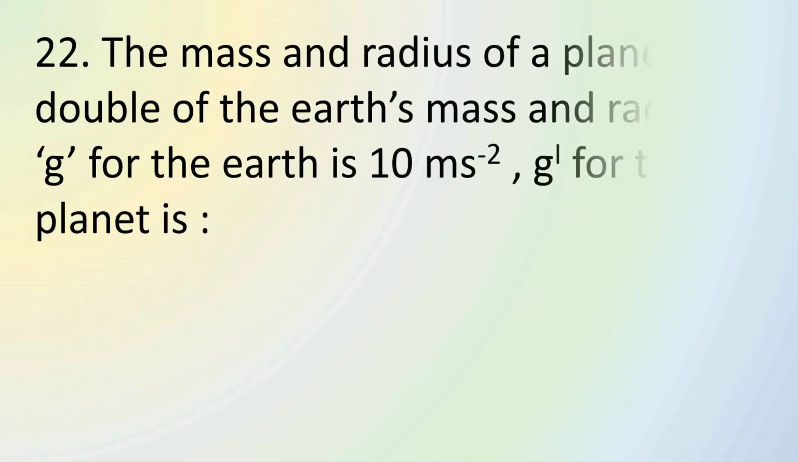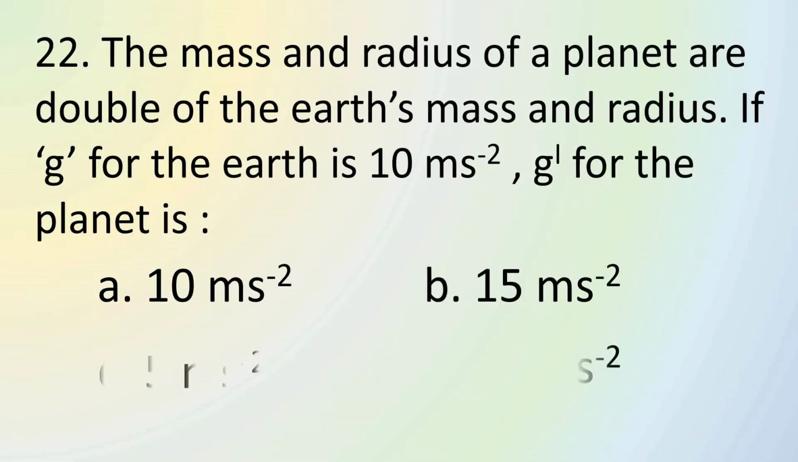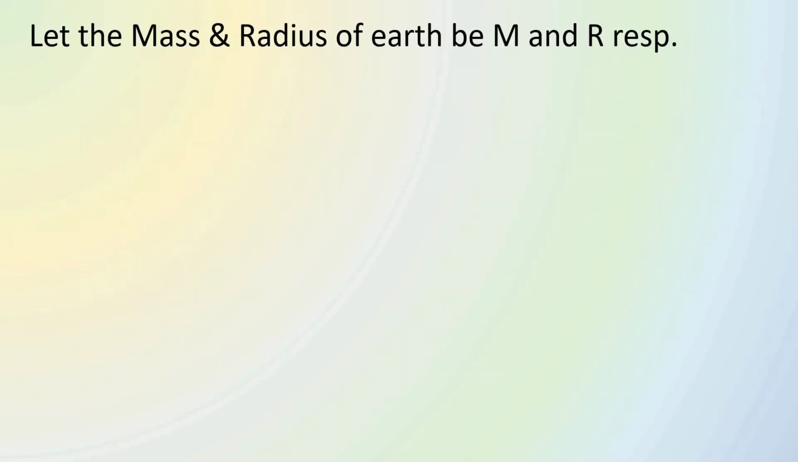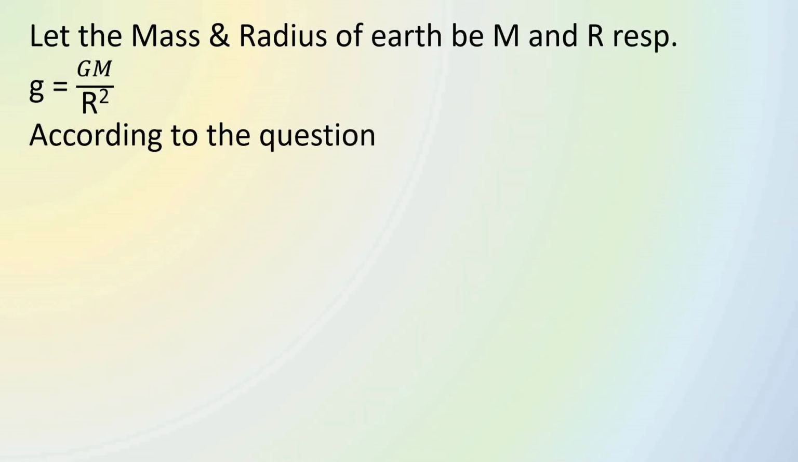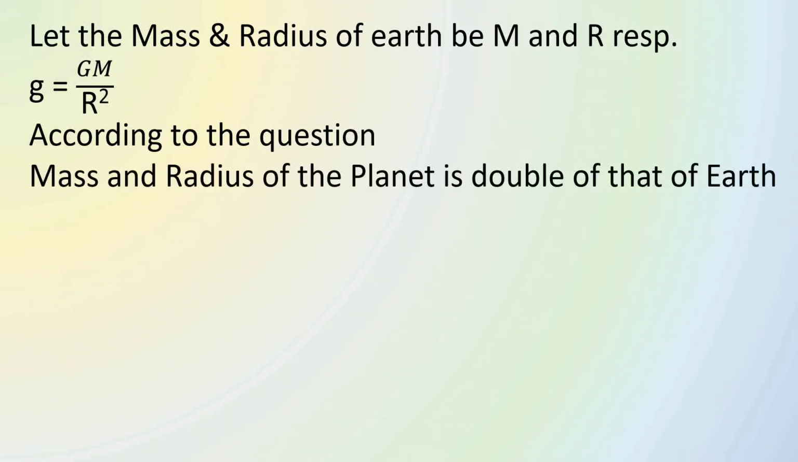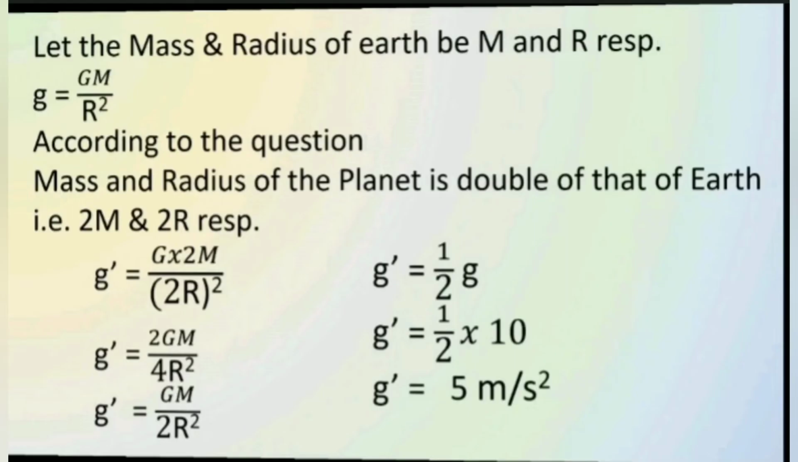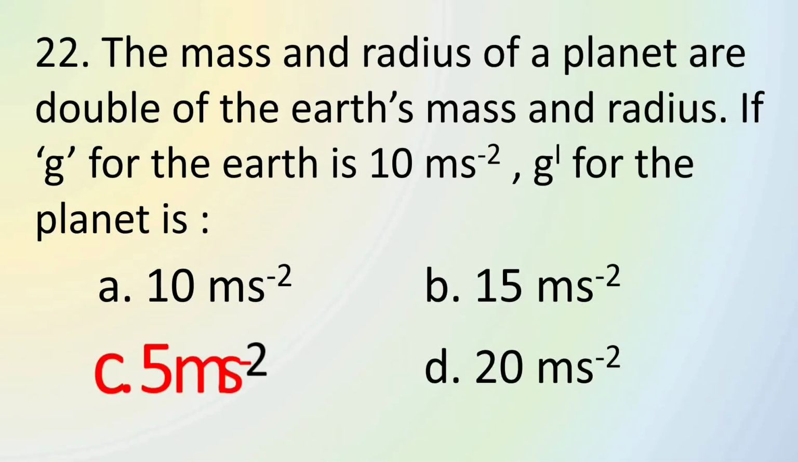Question number 22 asks us to calculate the acceleration due to gravity for a planet whose mass and radius are double that of Earth, and acceleration due to gravity for the Earth is 10 meter per second square. Let the mass and radius of Earth be m and r. Let the mass and radius of the planet be 2m and 2r. Acceleration due to gravity for the Earth is given by g equals GM upon r square, and for the planet g dash is given as 2GM upon 4r square. Now g dash becomes half of the acceleration due to gravity for Earth, which is half of 10 equals 5 meter per second square.